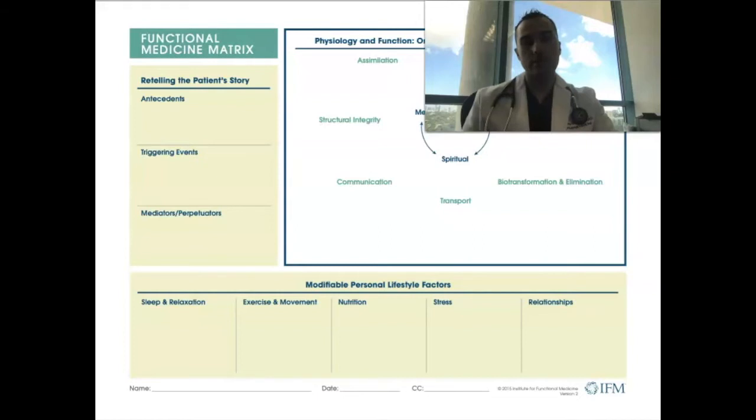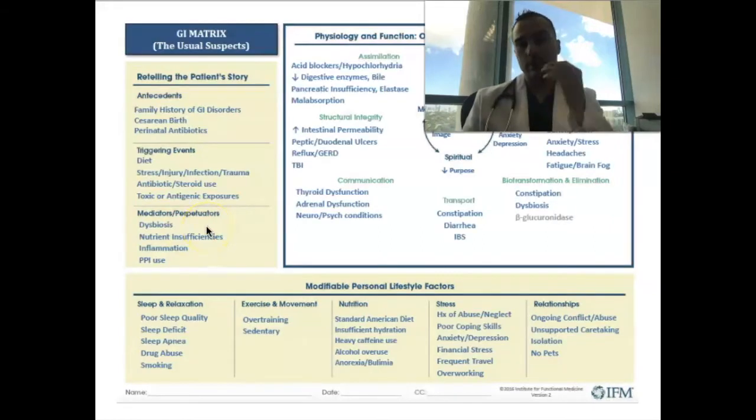Now, this is what it would maybe look like. This is an example that I got when I was going through the IFM, of what it may look like when it's all completed. This is just a random one for GI, the usual suspects. But you can see that maybe poor diet quality or poor sleep quality, sleep deficit, overtraining, sedentary lifestyle, excessive caffeine use. These are just examples of how people end up having issues.